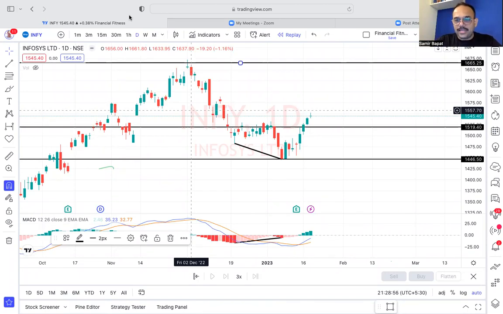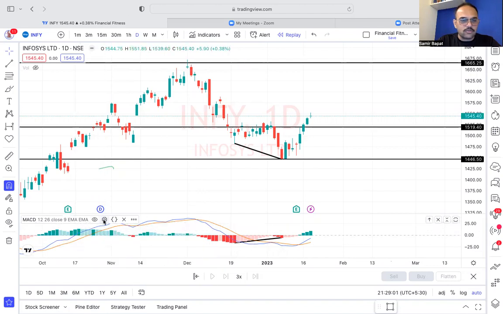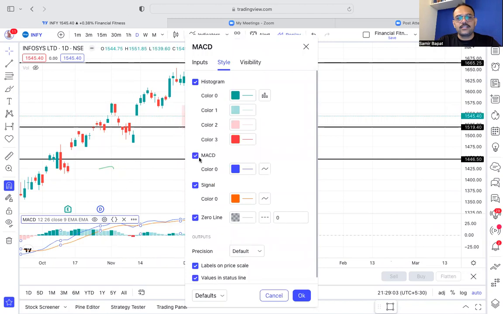Okay. Line indicates blue and yellow. Okay, let's see blue and yellow. See, go to the setting. See, this blue line is MACD, yellow line is signal. Okay, so like that.